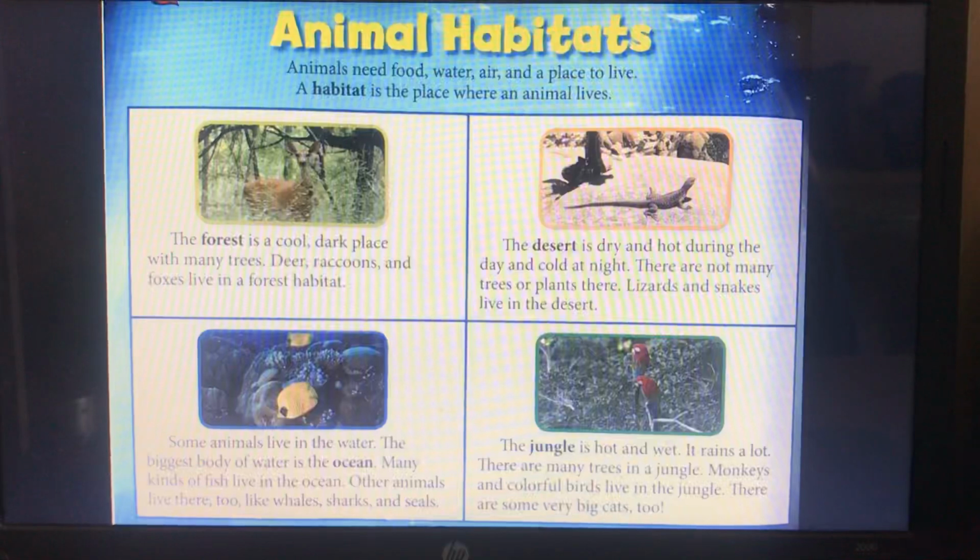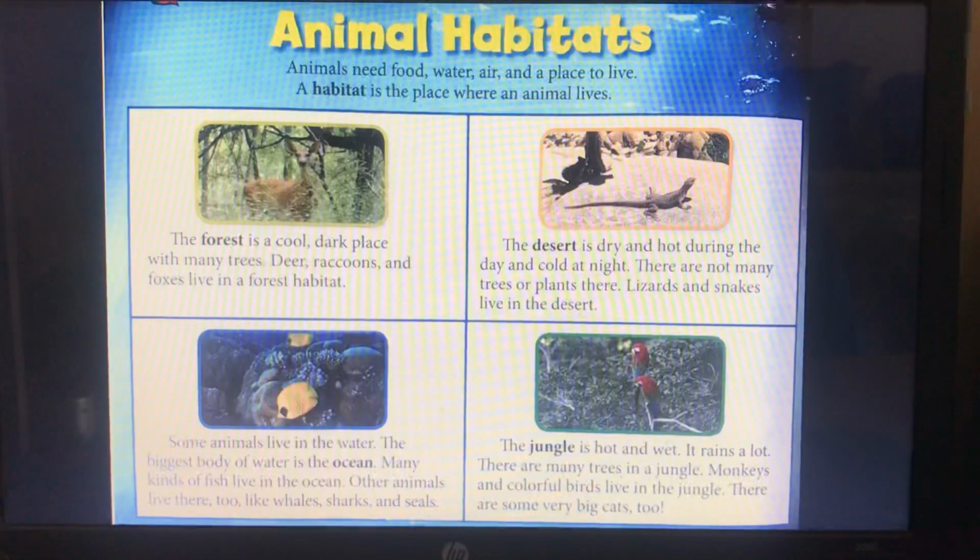The jungle is hot and wet. It rains a lot. There are many trees in a jungle. Monkeys and colorful birds live in the jungle. There are some very big cats too.